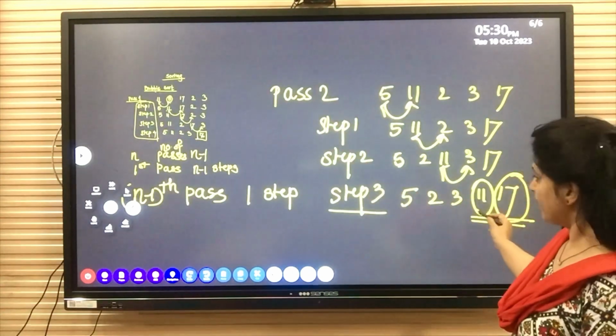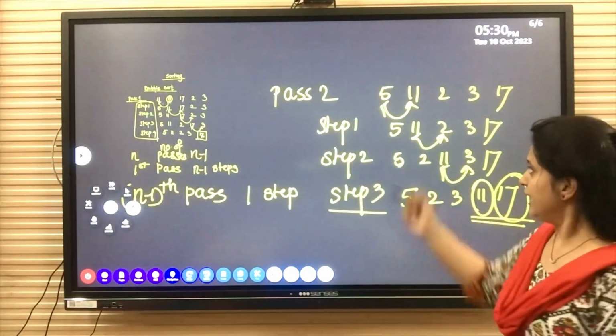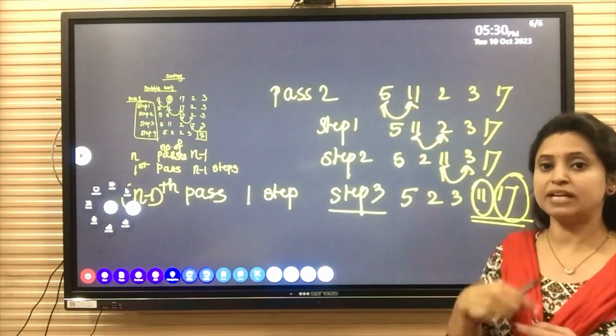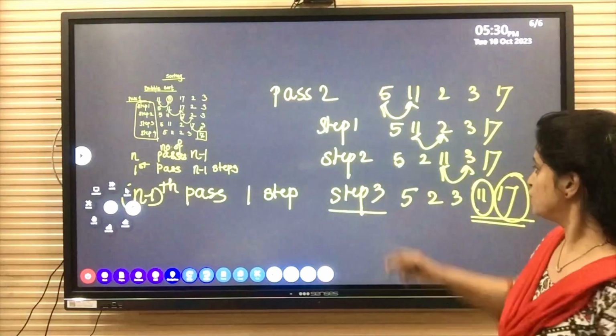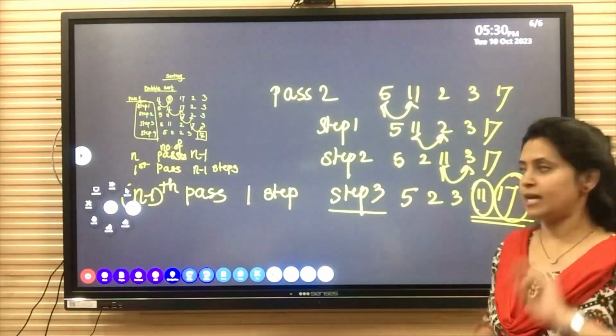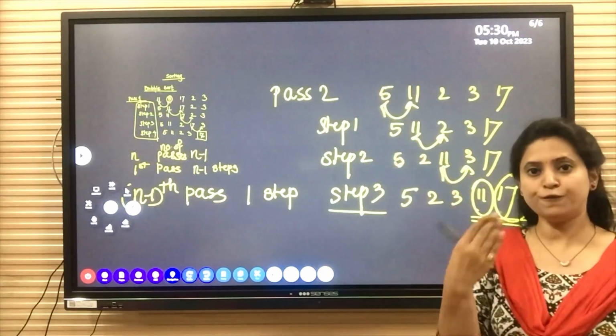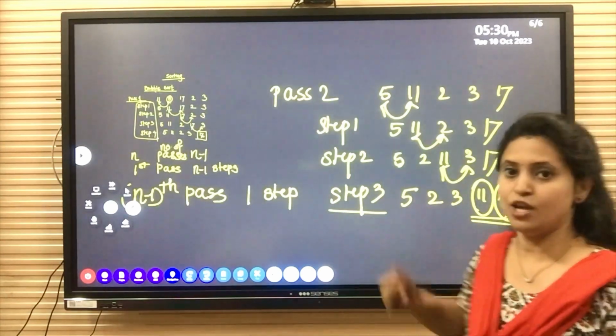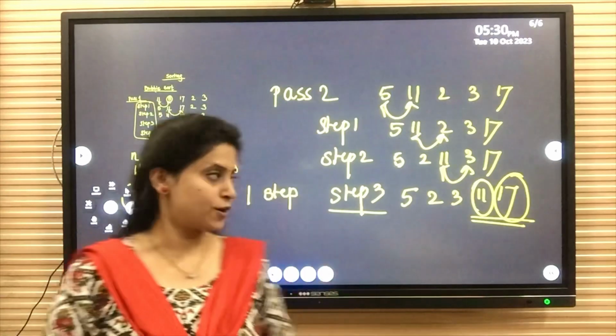Now in this way we have to move ahead. In the third pass we are going to repeat all the steps but with one less comparison. So we are having only 2 steps in the third pass. Then in the fourth pass we are having only a single step, a single comparison. So this is about bubble sort.